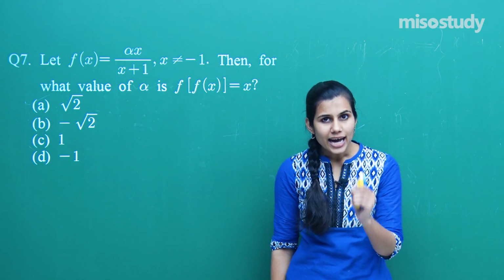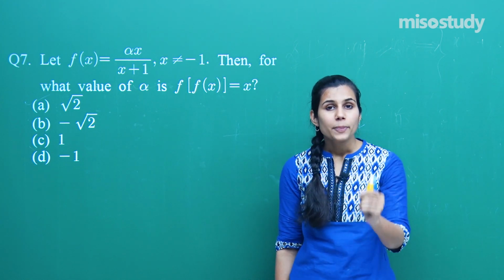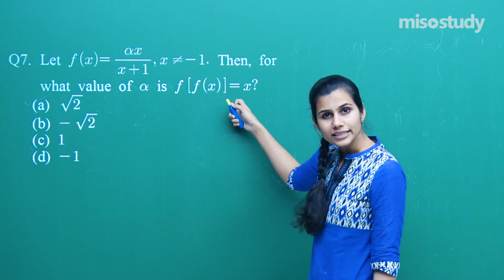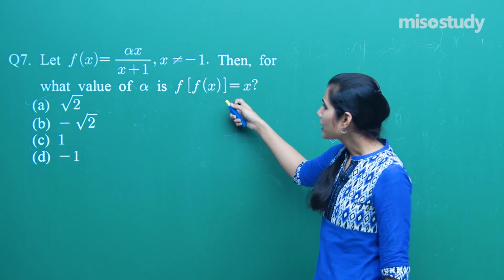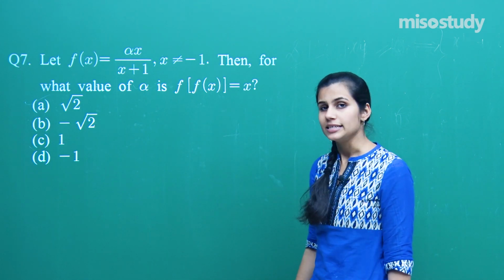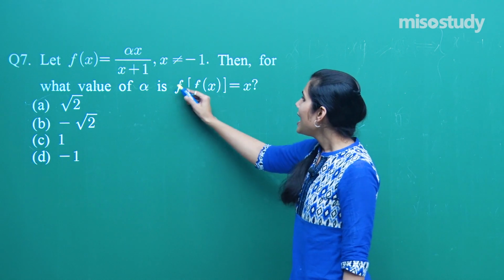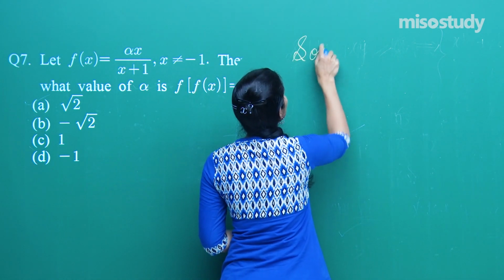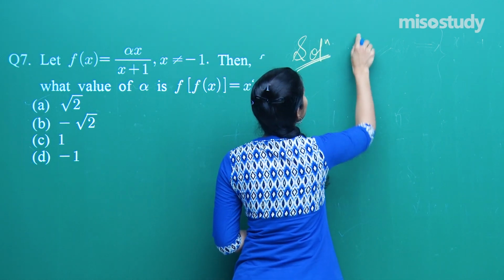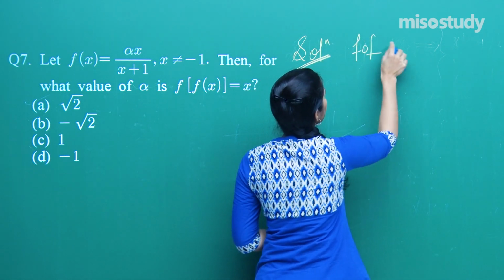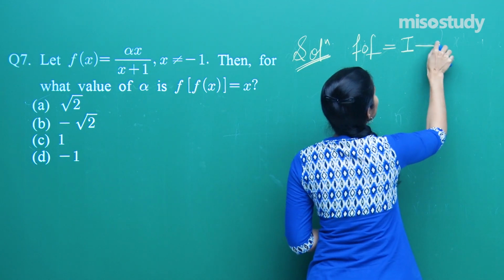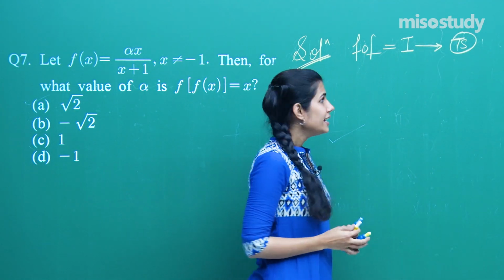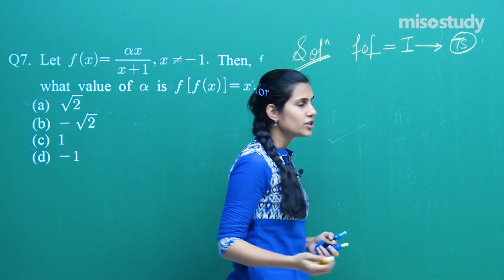I want that alpha which can make the composition of f with itself equal to the identity function. Because identity of x is equal to x, I want FOF, that is what I want. In the solution, the target is FOF is equal to identity. This is what I have to show. Let's see what is f of f actually.